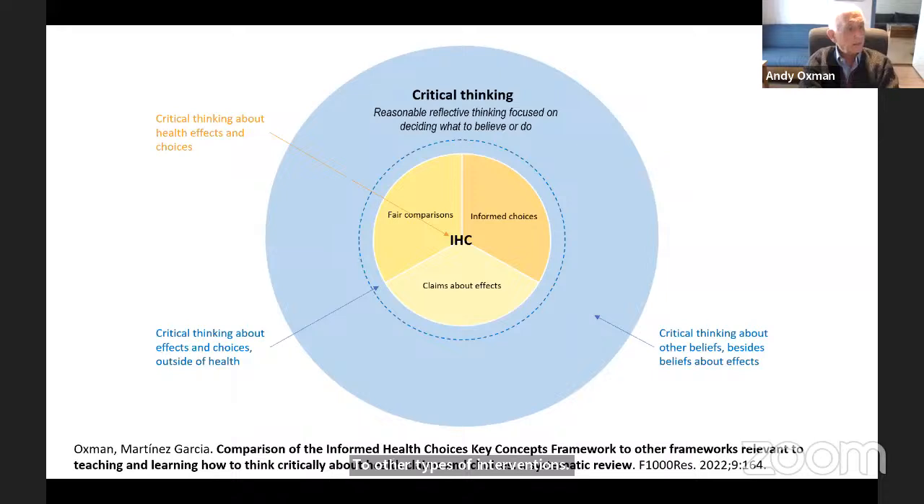The development of the concepts was also informed by a review we did of other relevant frameworks, including 4 frameworks for critical thinking. And as you can see in this Venn diagram, naturally, critical thinking is much broader than what we've been focusing on, where we focus specifically on assessing claims about the effects of interventions and making decisions about what to do.